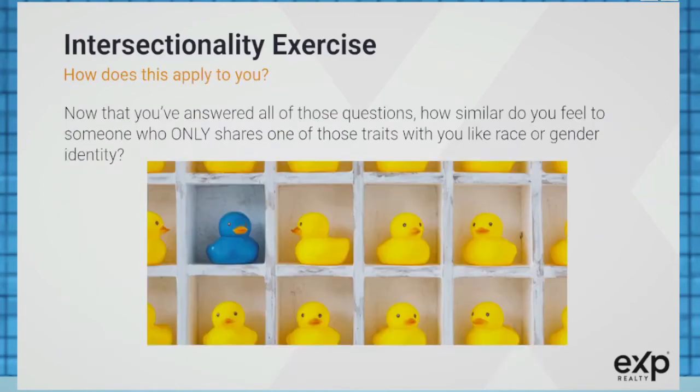Now, we've answered all those questions. Tell me, how similar do you feel to someone who only shares one of those traits with you, like race or gender? Not very, right? We're all really, really unique people, and all of these play a factor. That's intersectionality.